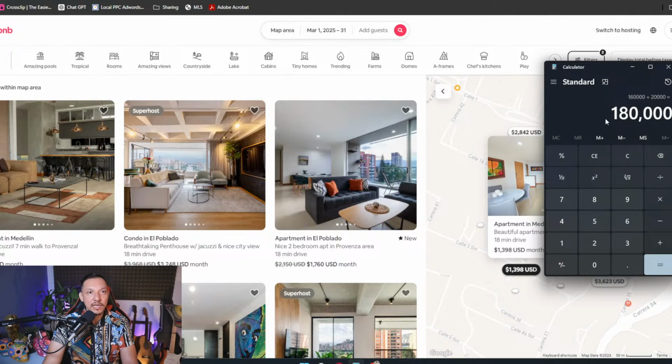So $180,000 is our total investment. Let's check our gross income for the year at, let's say, conservatively, $1,800 times 12 months, which is about $21,600, divided by the $180,000 total investment. That's a cap rate of 12%.